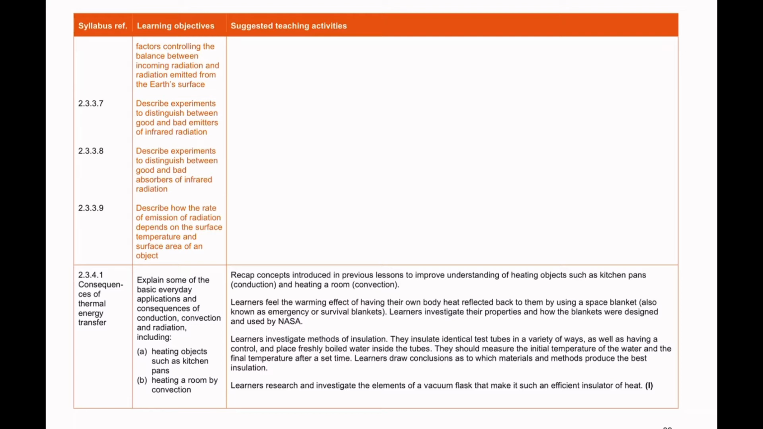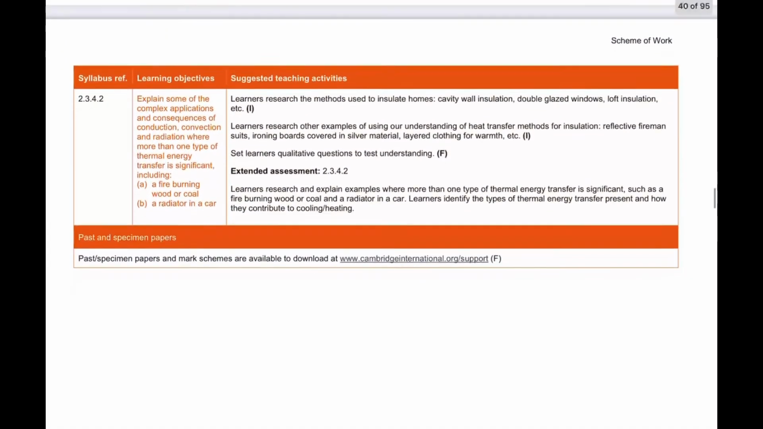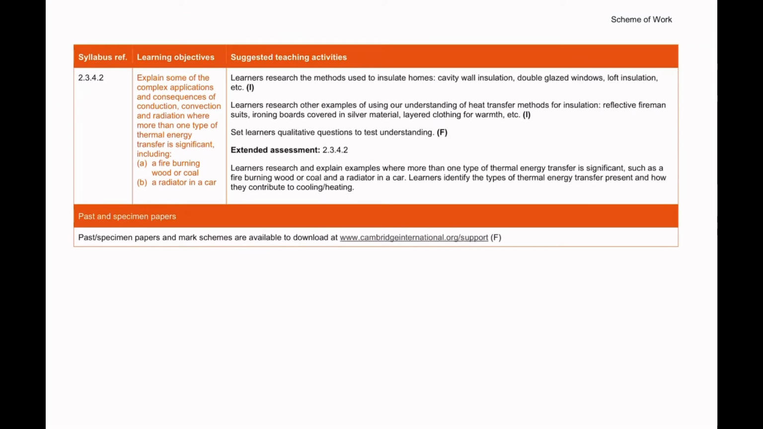Key concept 2.3.4.1: Consequences of thermal energy transfer. Learning objectives. Explain some of the basic everyday applications and consequences of conduction, convection, and radiation, including A. heating objects such as kitchen pans, B. heating a room by convection. Explain some of the complex applications and consequences of conduction, convection, and radiation, where more than one type of thermal energy transfer is significant, including A. a fire burning wood or coal, B. a radiator in a car.